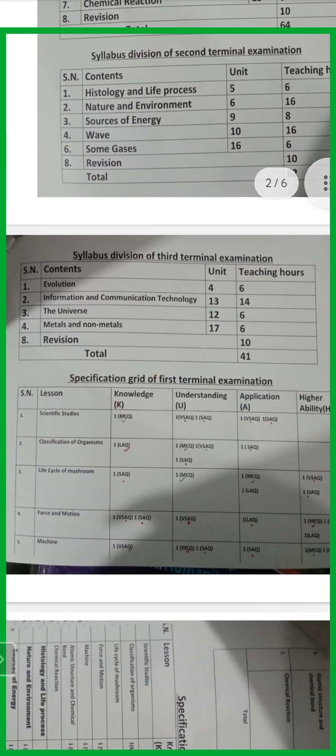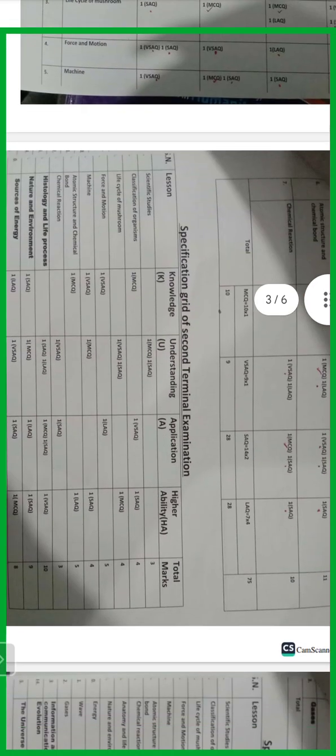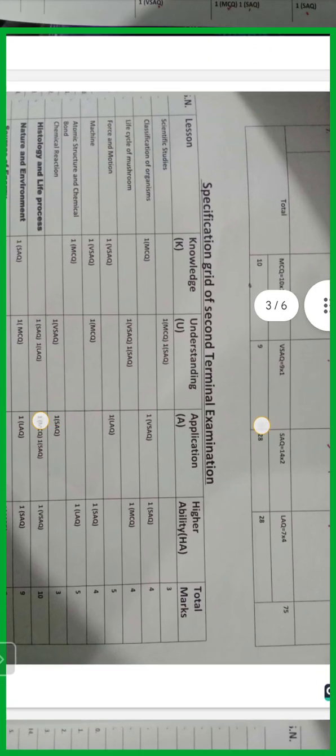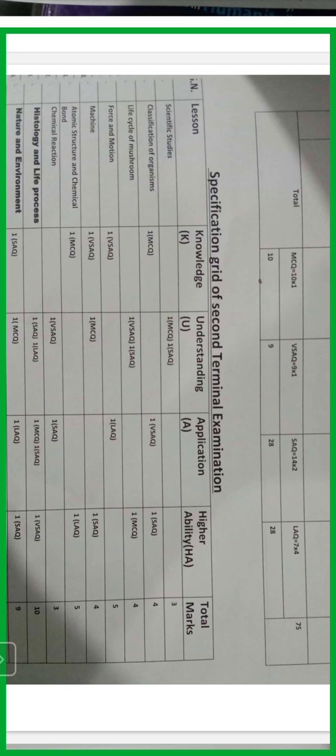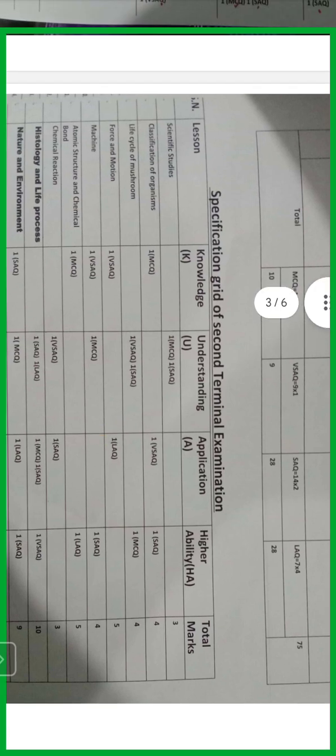There is a specific grade for the first terminal examination, but it is not necessary. I already discussed it in the class, and now I am going to the specification grade for the second terminal examination. Okay, in the second terminal examination, in the exam there are knowledge type questions, understanding type questions, application type questions, and higher ability type questions.